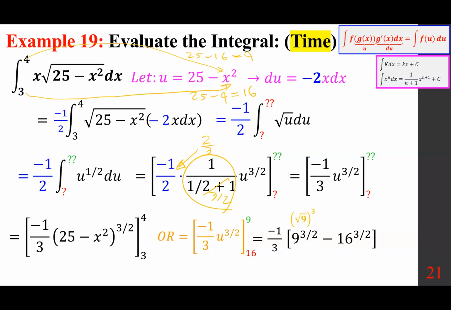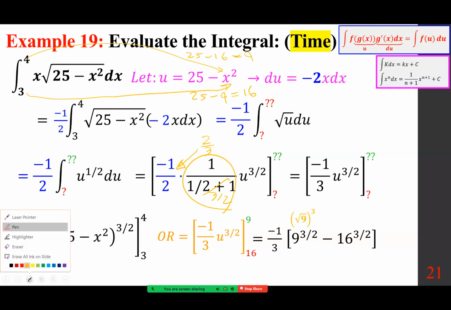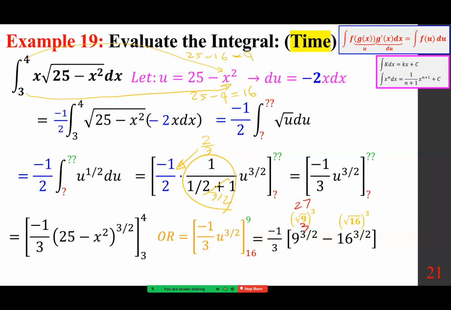Square root of 9 is 3. Cube it, you get 27. Square root of 16 is 4. Cube it, you get 64. Their difference is minus 37. The product of these two is positive 37/3.